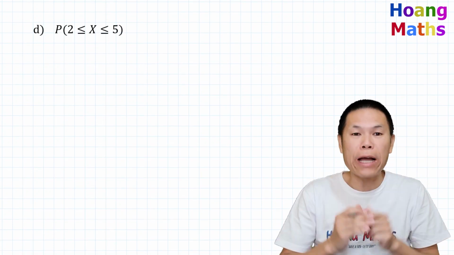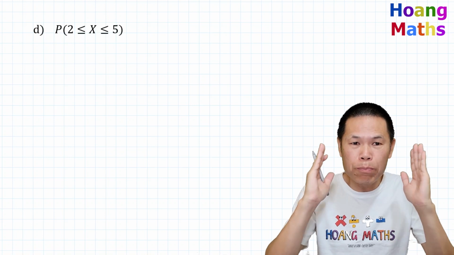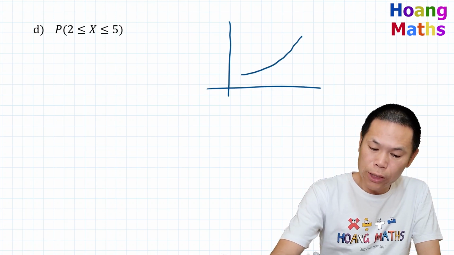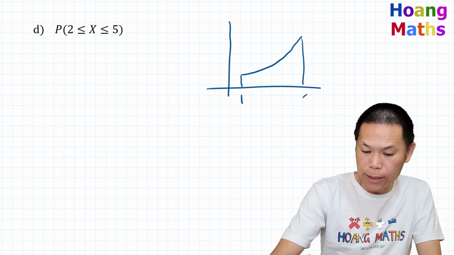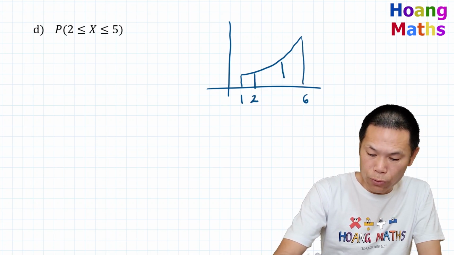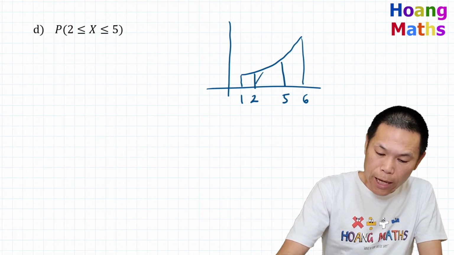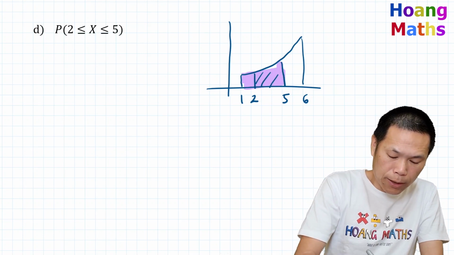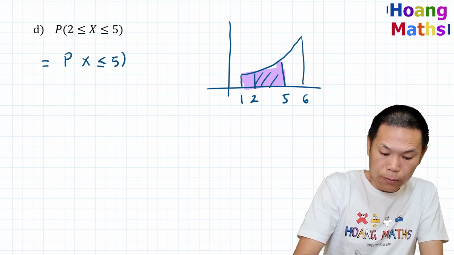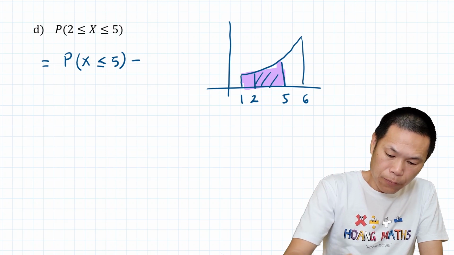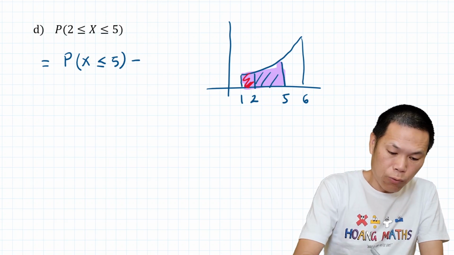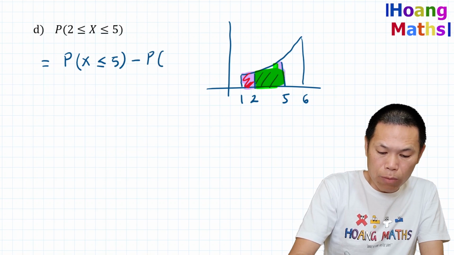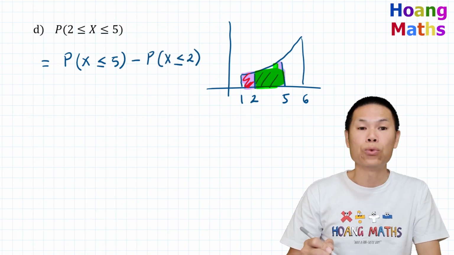Part D. We need to work out the probability between 2 and 5. Let me draw the probability distribution graph first, so it's easier to understand. So this is 1 and this is 6, and we want from 2 to 5. What we can do is work out the area from 1 to 5, that is the probability less than 5, and then we minus this probability here. If we take that off, that will give us the probability inside here. So we just need to minus the probability that is less than or equal to 2.